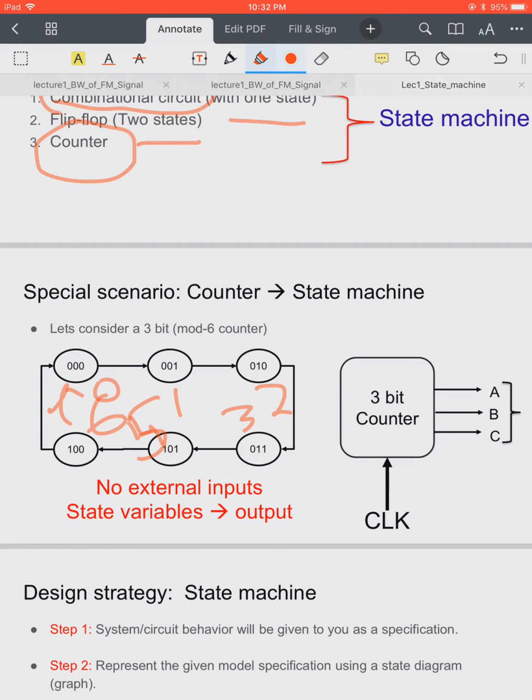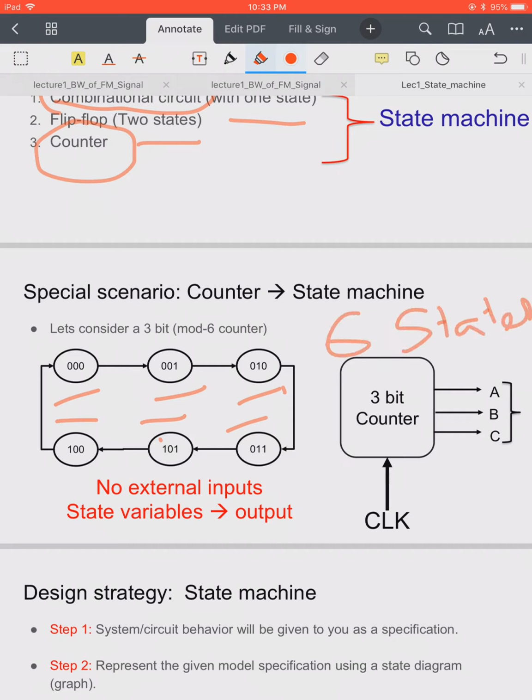So since it has 6 states, I can represent it like this. This is my state 1, state 2, state 3, state 4, state 5, state 6. And what is 000? These are state variables, because I have 6 states.